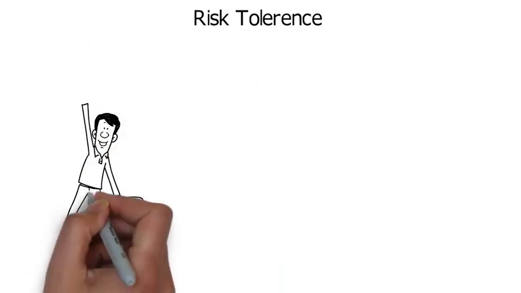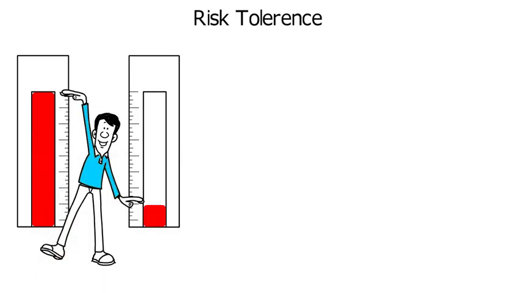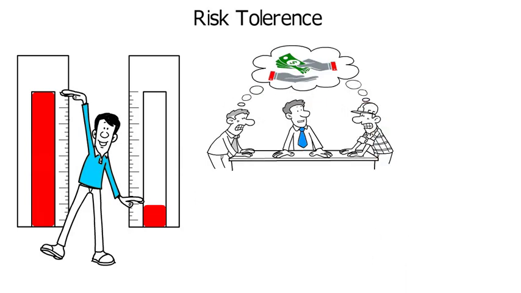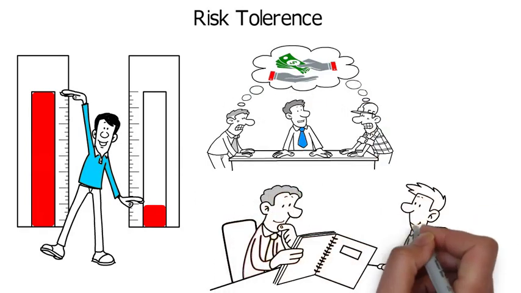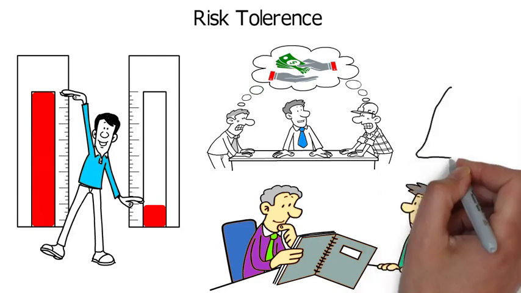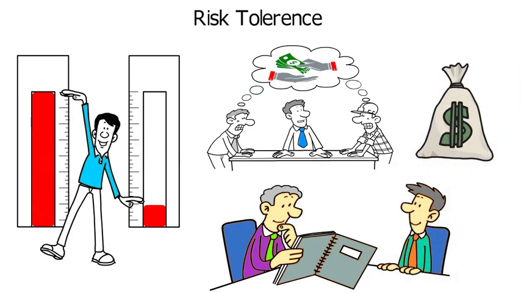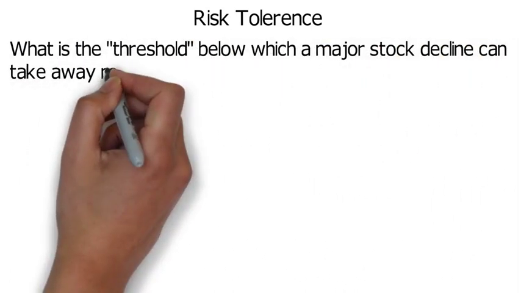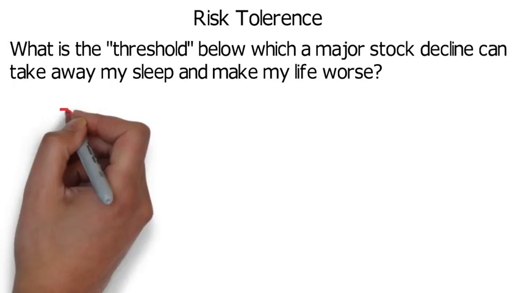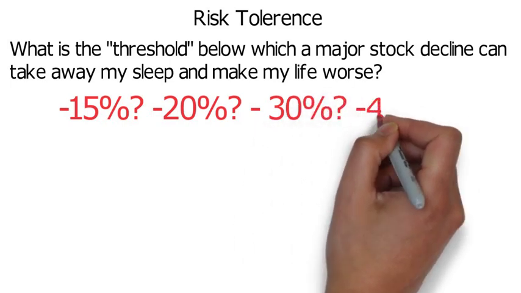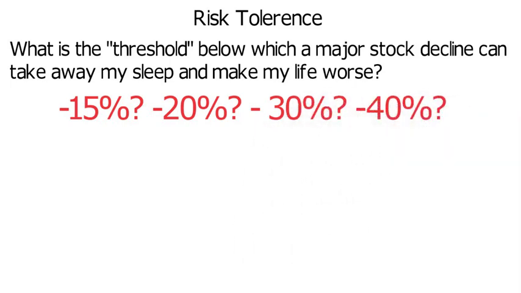We are not talking about objective, measurable financial parameters for which you set a formula and come up with your risk tolerance. It is something you can only understand with practice and can be trained, all the more so if you have understood that in order to achieve a return in the long run, it is desirable and necessary to invest in stocks. A good starting point for determining this is to ask yourself: what is the threshold below which a major stock decline can take away my sleep and make my life worse? -15%? -20%? -30%? -40%?